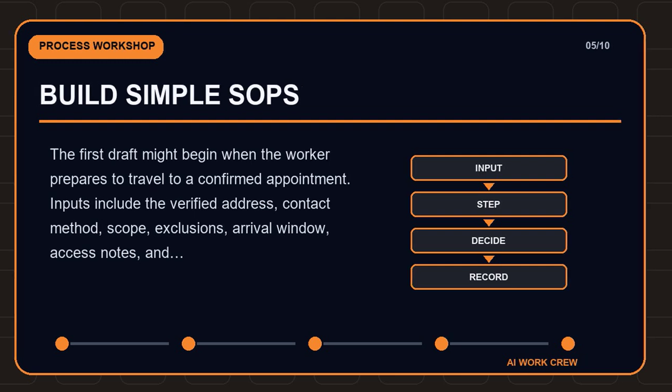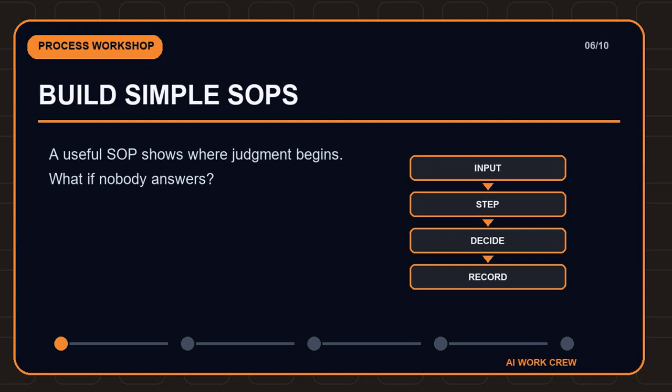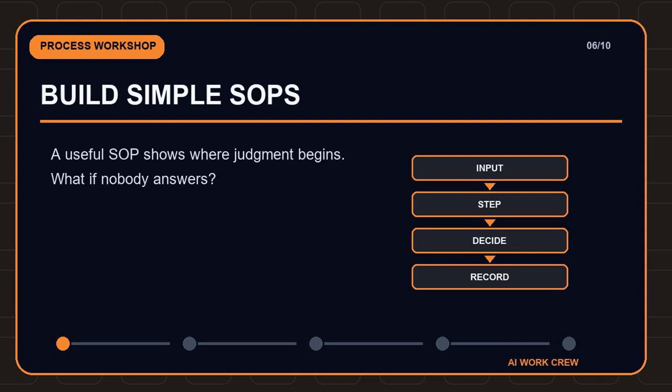A useful SOP shows where judgment begins. What if nobody answers? What if the work area is inaccessible? What if the customer requests additional work? What if visible conditions differ from the estimate? The SOP should not invent a universal answer.